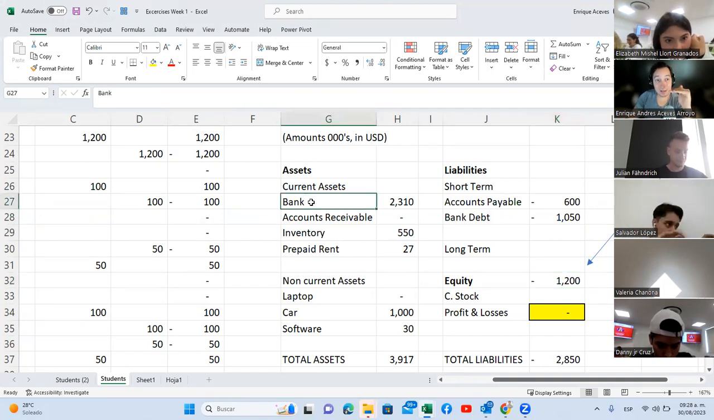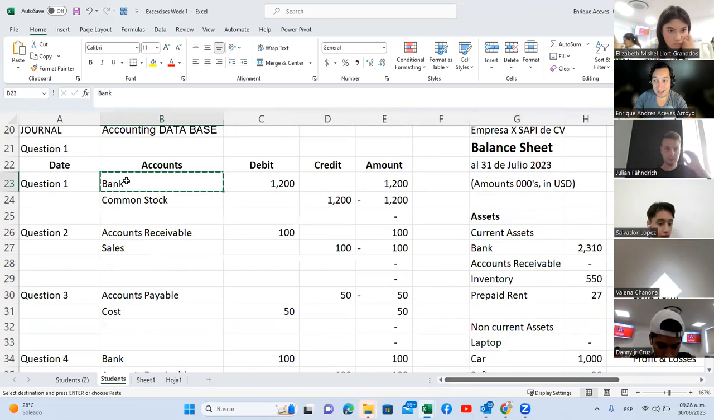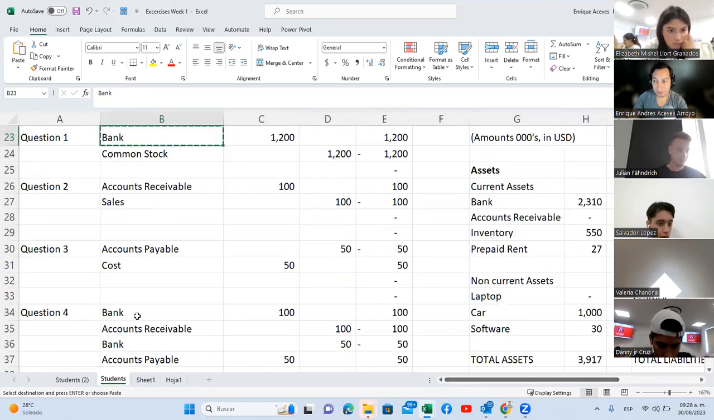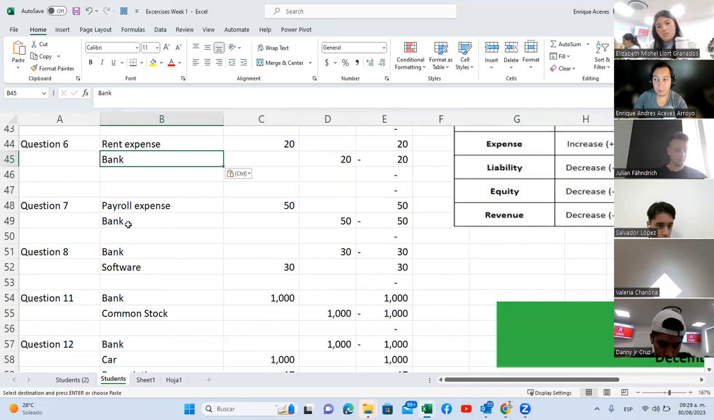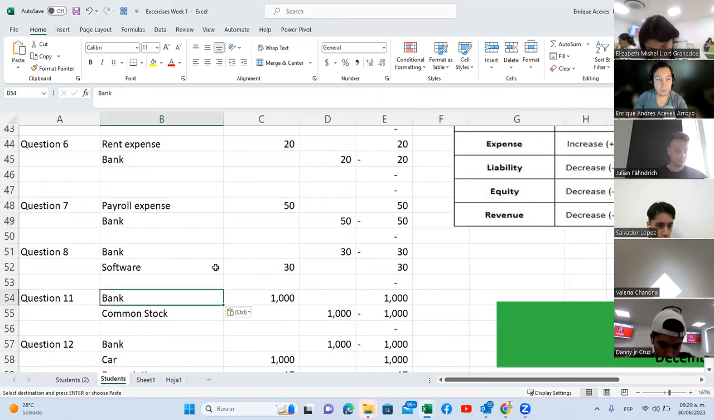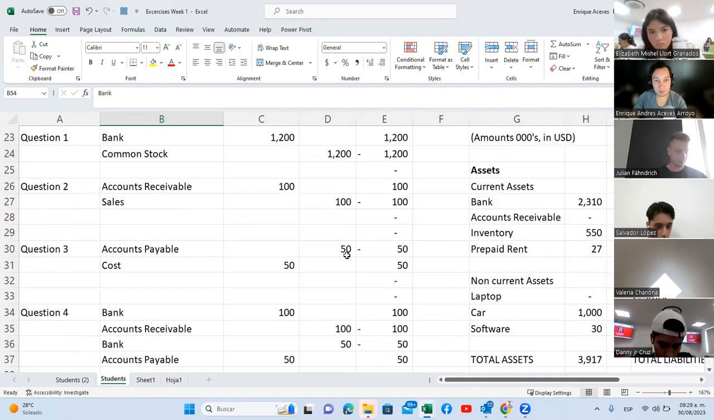Guys, if you don't put the same account name, you won't be able to use SUMIF. You will have to do it manually. What I would use, if it doesn't balance, is copy the first bank that you get, and paste it in all the banks, okay? Paste it. That way you will guarantee that everything is written the same way.